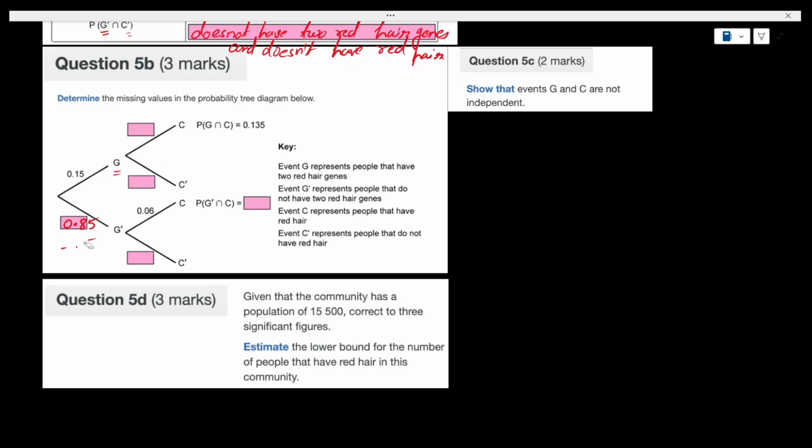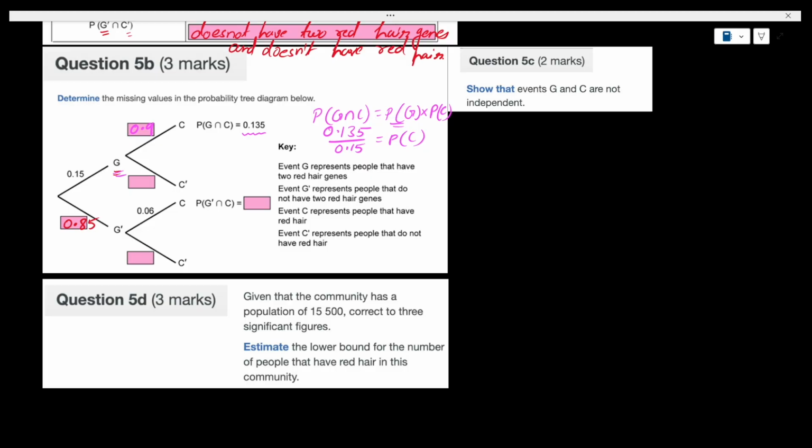Then after that, having red hair, not having red hair. The person who has two red hair genes may or may not have red hair. They have not given any of the probability, but the intersection is given. So you can calculate here. You know that P(G intersection C) is going to be probability of G times probability of C. Now we have the intersection 0.135. P of G is 0.15, so dividing, we can get the probability of getting red hair, which is going to be 0.9.